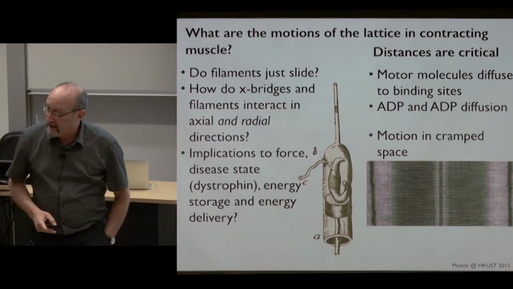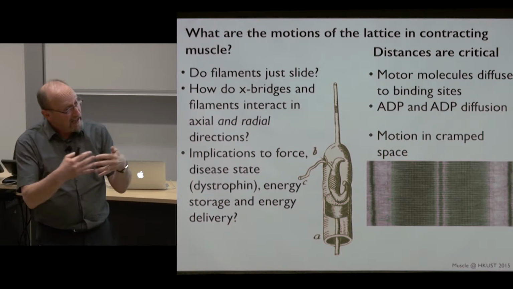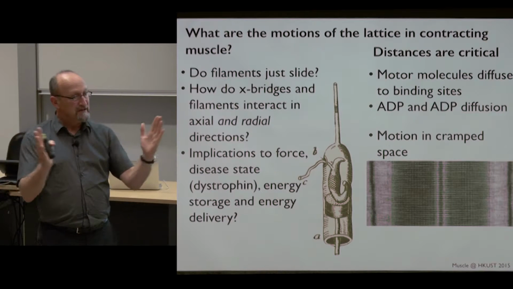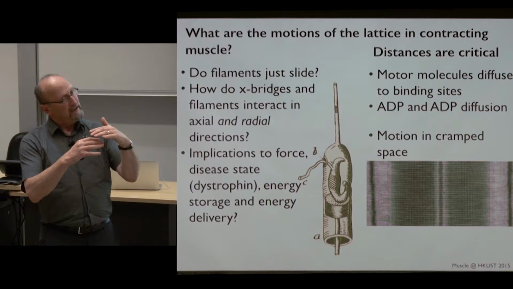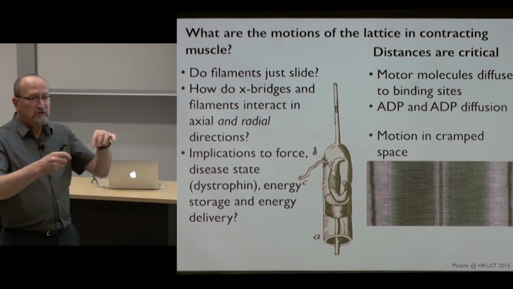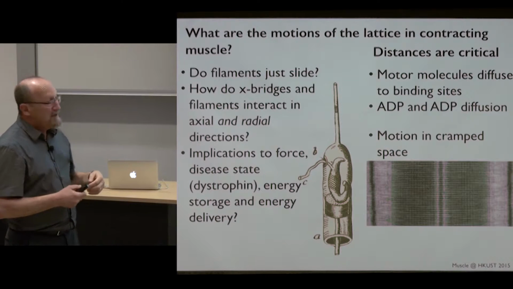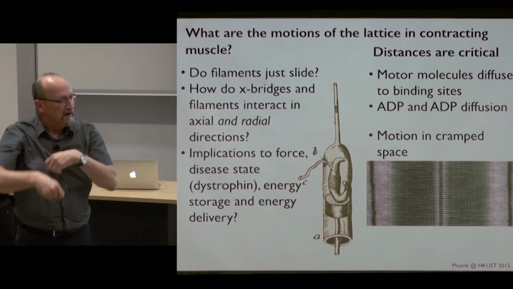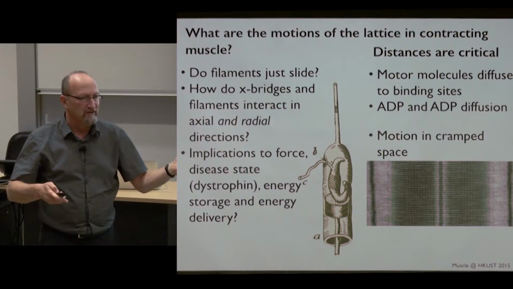The reason I'm asking that is, do filaments just slide? Okay, think about this. The muscle's getting shorter. Do they spread apart? Do they not? What's going on? How do the cross bridges interact in both the axial direction as well as in the radial direction? We haven't even worried about radial direction.